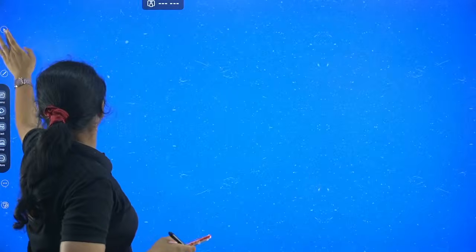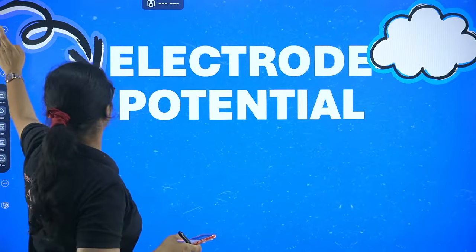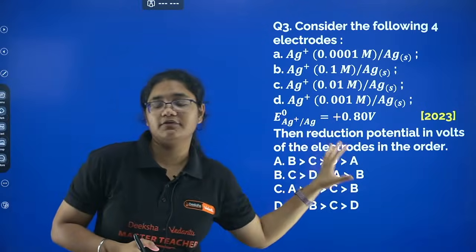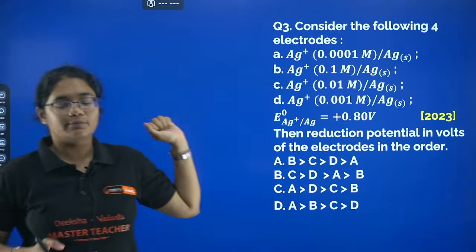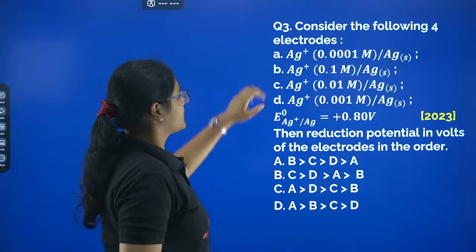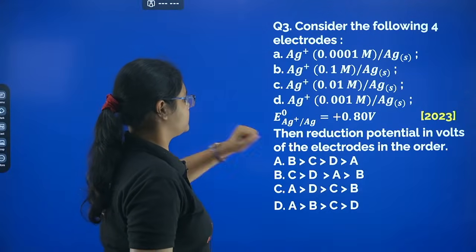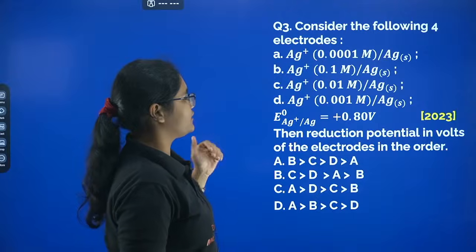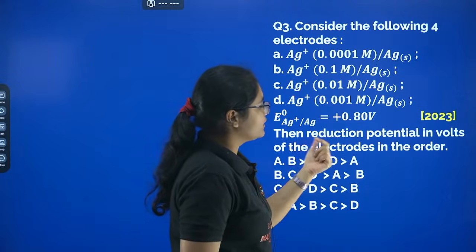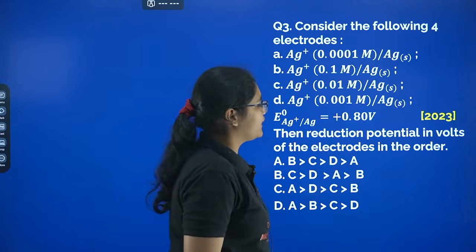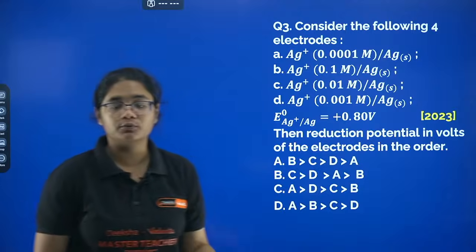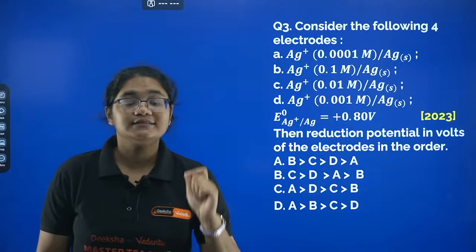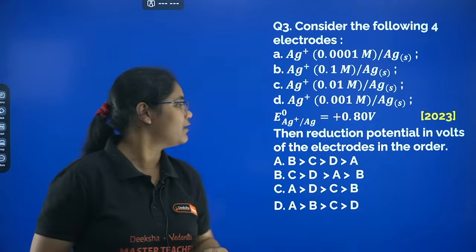Next, question number 3 will be from the topic electrode potential. So let's try this question. This is one of the very easy but tricky questions. All of you please try this question. Consider the following. You have 4 options, A, B, C, D. Ag plus to Ag reduction is taking place. Then the reduction potential in volts of the electrode is in the order of... So what is the order of reduction potential of the silver electrode? Can you answer this question?